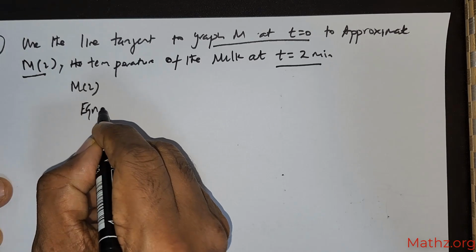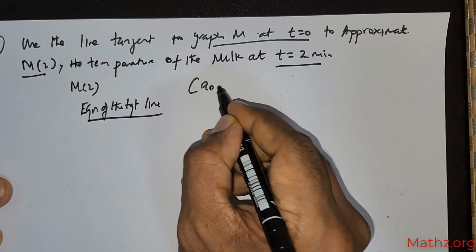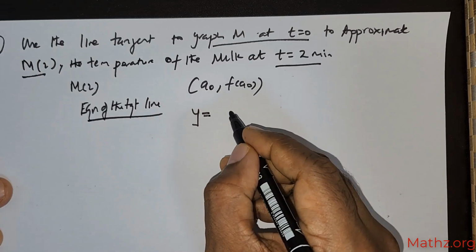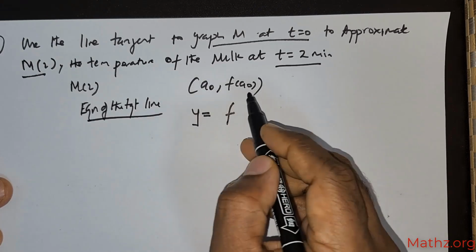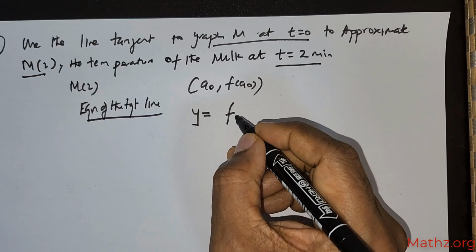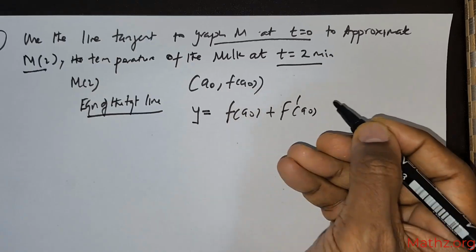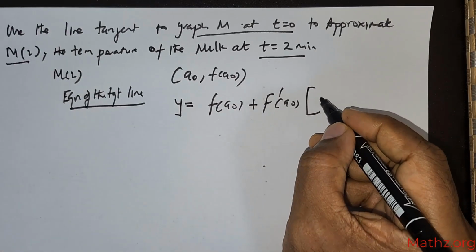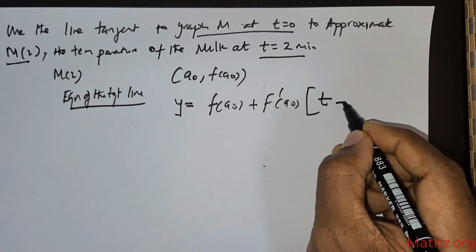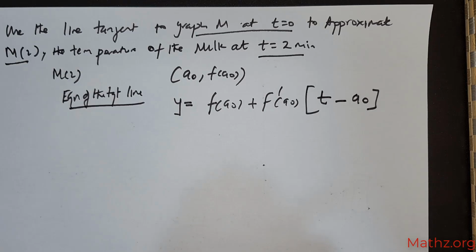Now this is the equation of the tangent line. For a point, say a0 comma f of a0, the tangent line is given as y is equal to, say I'm going to be writing the tangent line for this coordinate. So this is going to be f of a0 plus f dash of a0 multiplied with, now since we are dealing with t, I'm going to be utilizing t, so t minus a0. So this is going to be my equation.